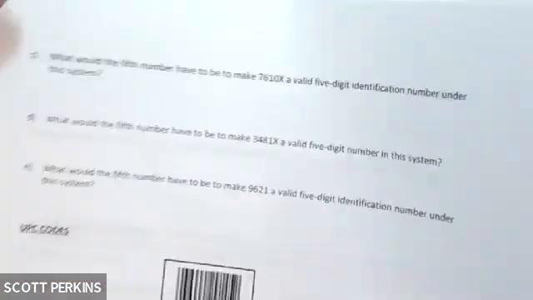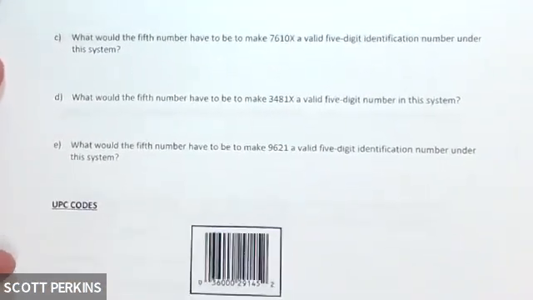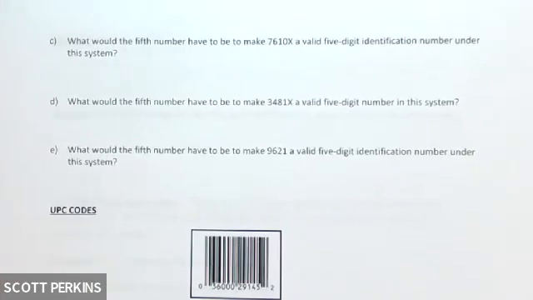Okay, so then just like we were doing previously, let's go ahead and do the C problem. What would the fifth number have to be to make that a valid 5-digit code? Remember, we can use the numbers 0 through 9.